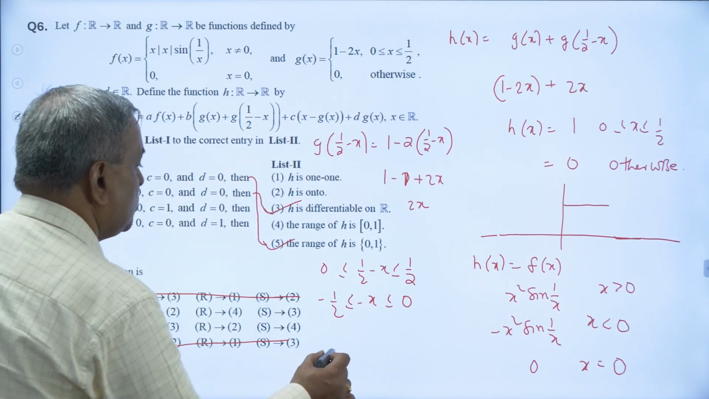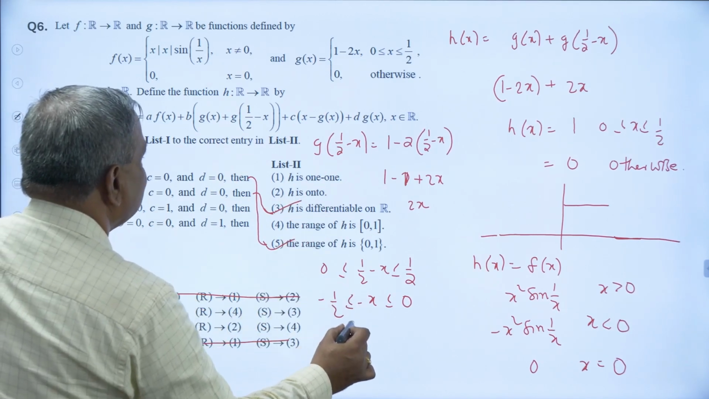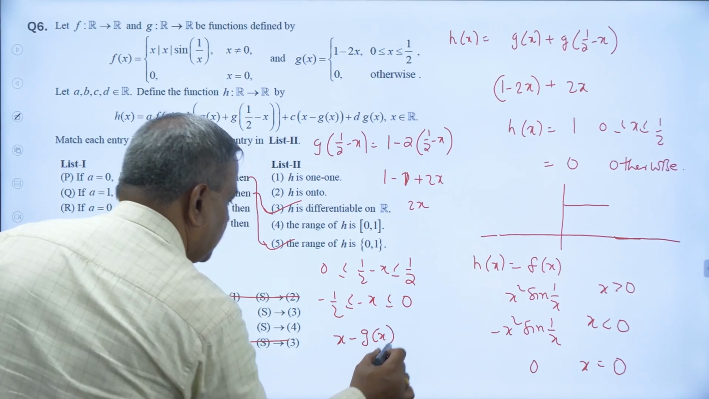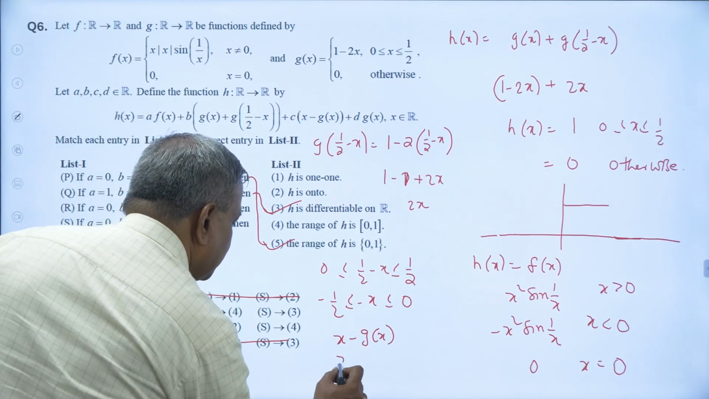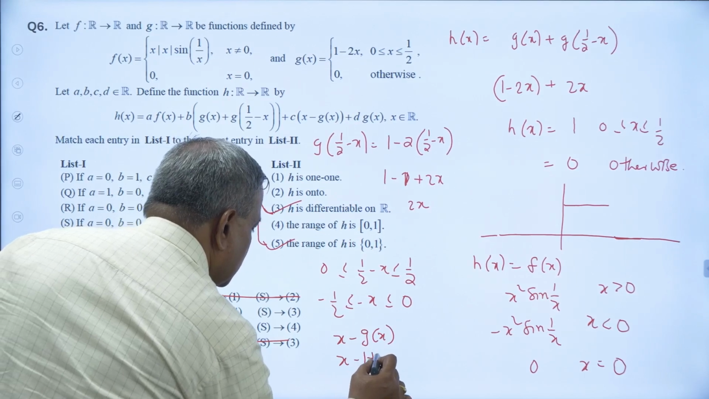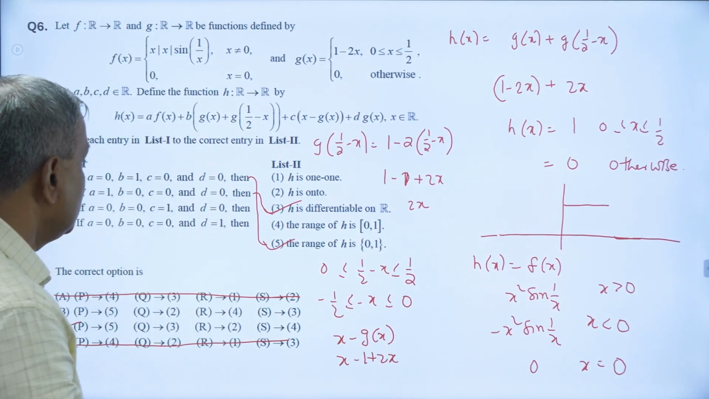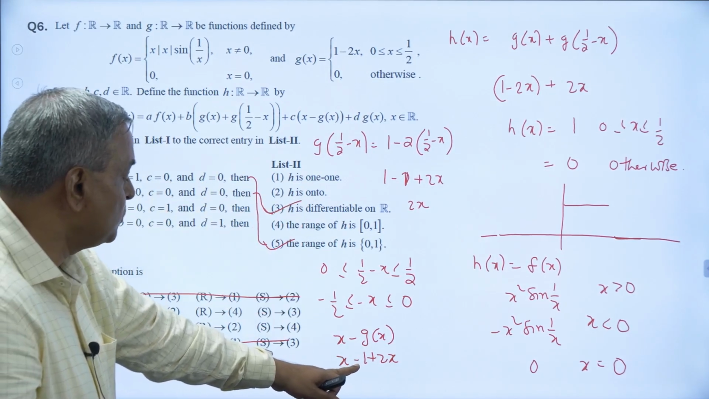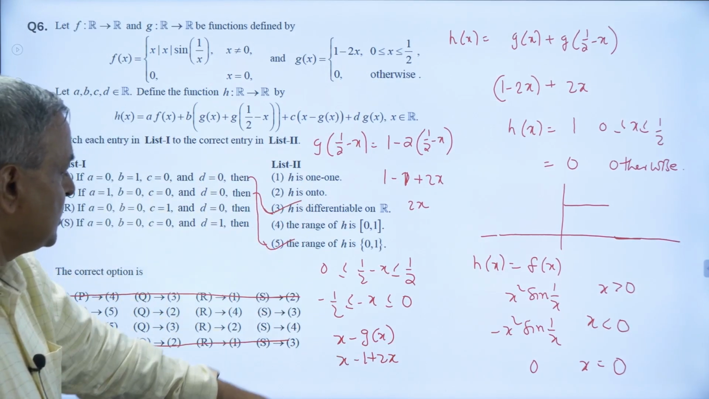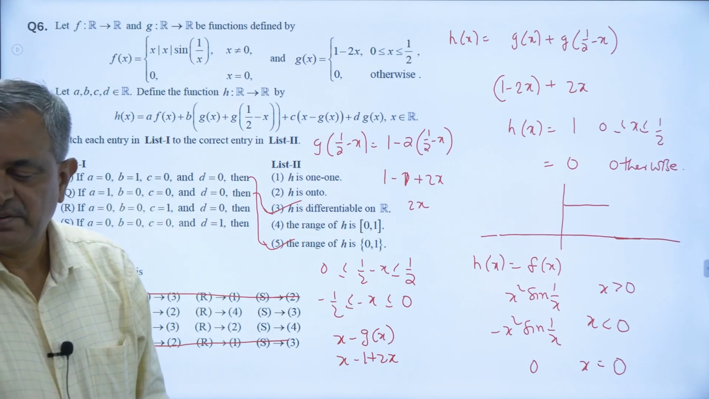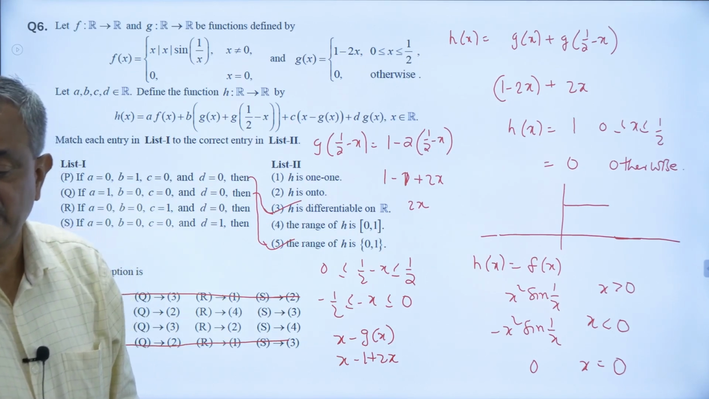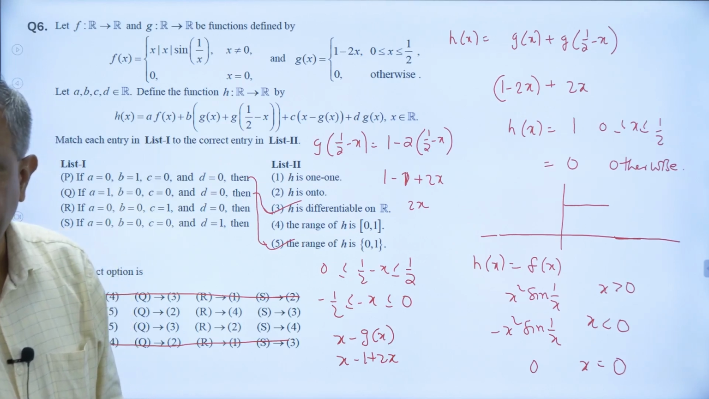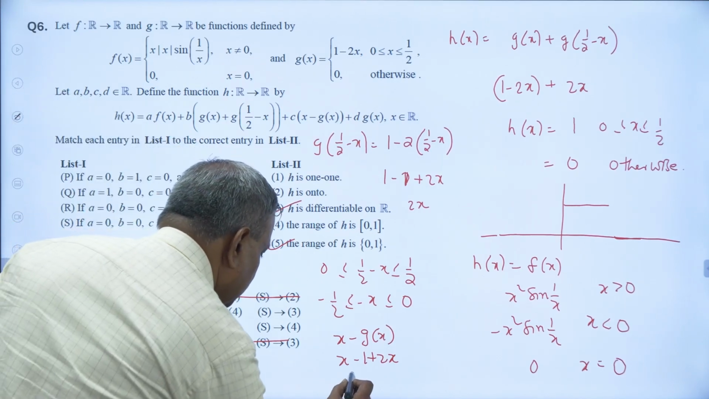So what do we get if C is equal to 1? C equal to 1 means x minus g of x. So x minus 1 plus 2x. This is given, a is equal to 1. So x minus g of x is x minus 1 plus 2x, because you're subtracting. You get 3x minus 1.